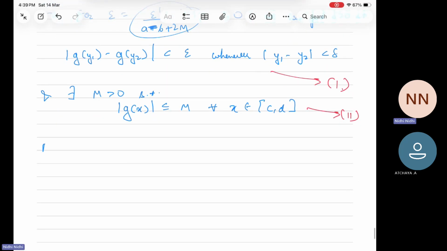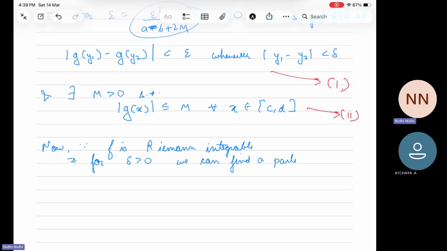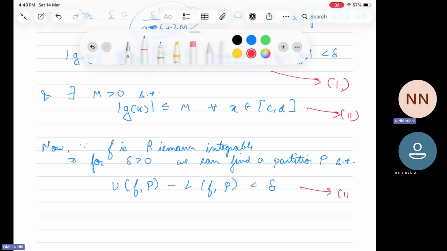Now, since f is Riemann integrable, this implies that for the above delta positive, we can find a partition P (obviously this P depends on delta) such that U(f,P) minus L(f,P) is less than delta. So we mark this as option 3.